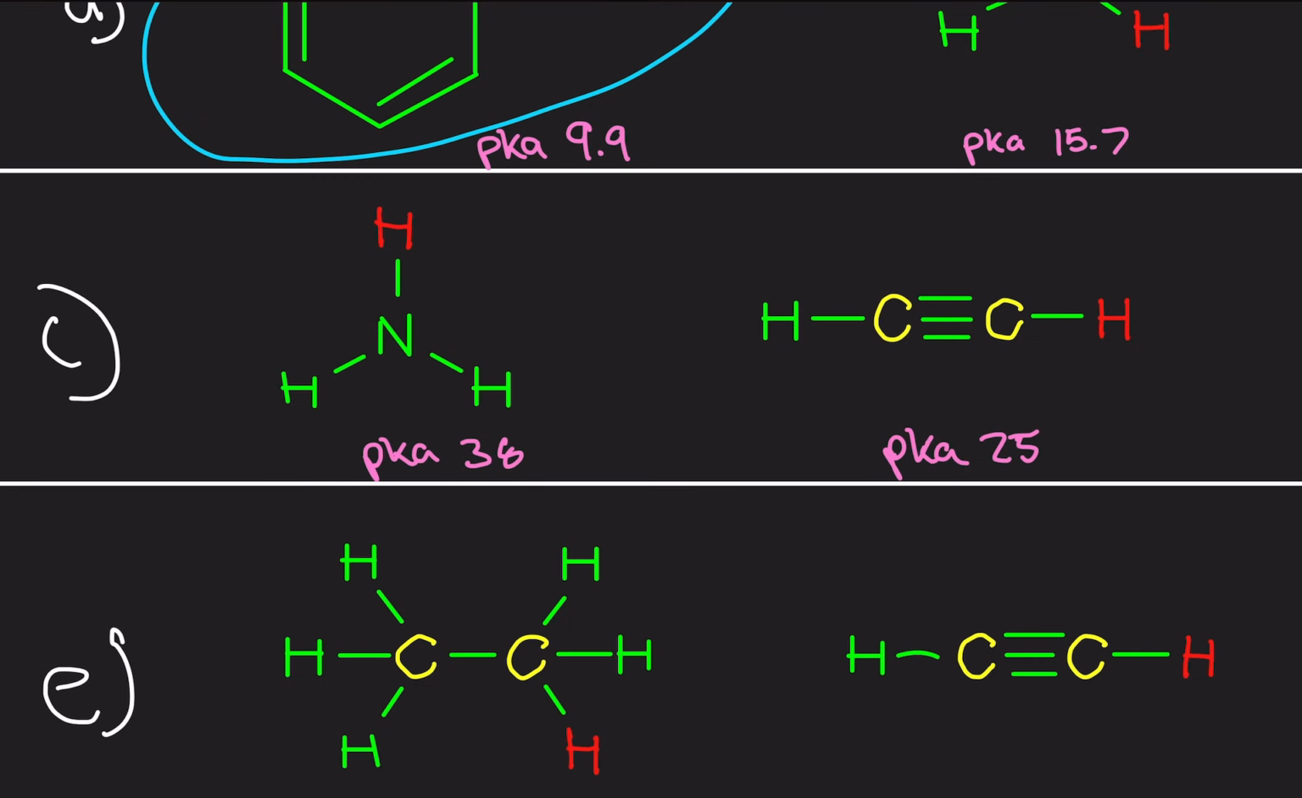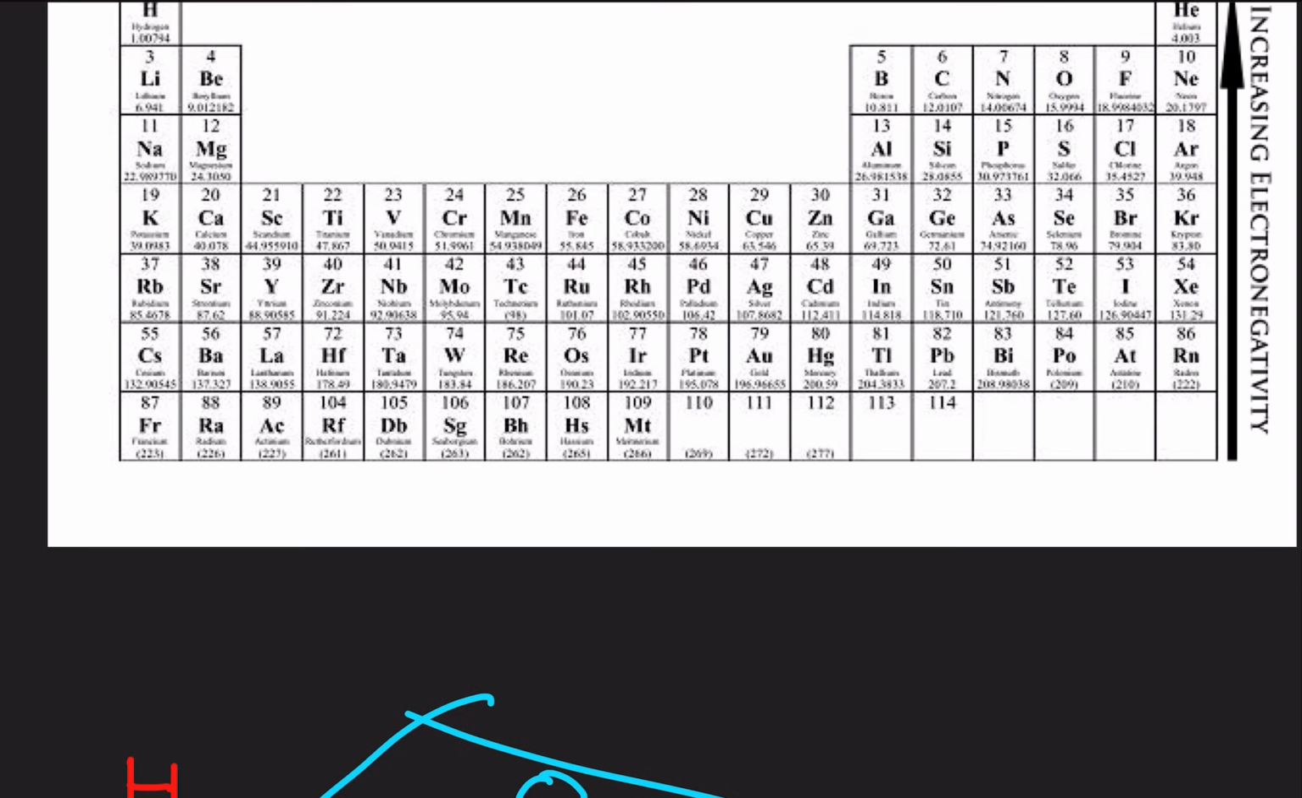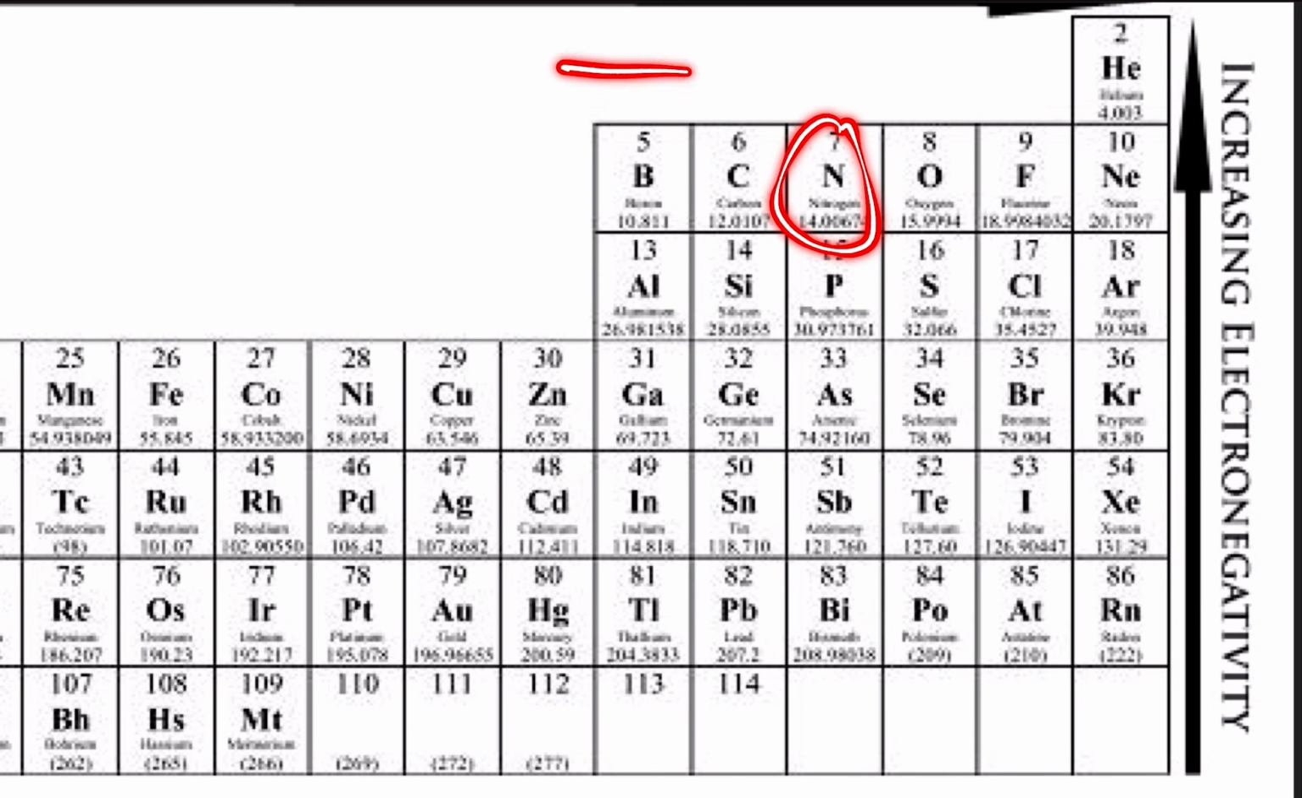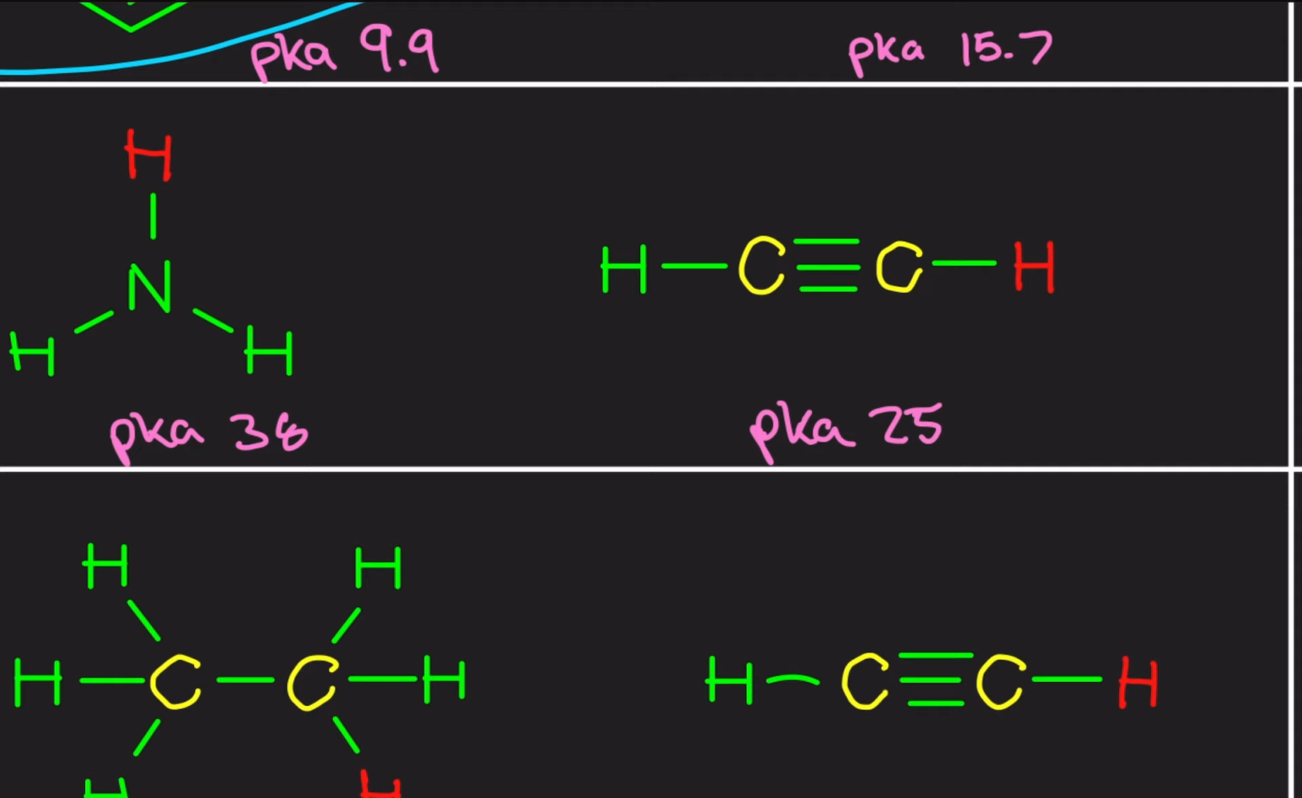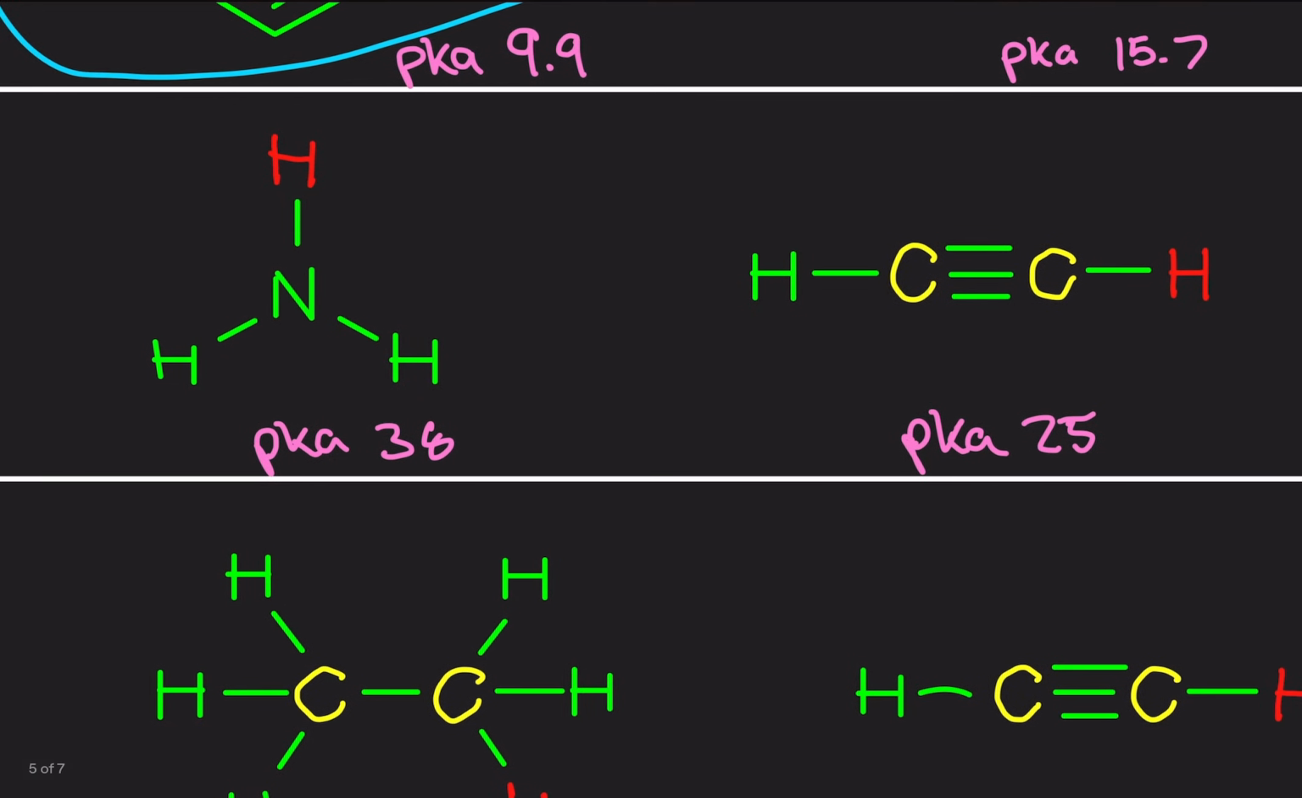Okay. Now, this was the problem I told you about. This is why electronegativity does not always work. If you look on the periodic table, nitrogen is more electronegative than carbon. Here's the handy-dandy table. Nitrogen is more to the right than carbon. That means it's more electronegative. But you're like, wait a second, the pKa is higher. The nitrogen pKa is higher. That shouldn't be. It should be lower.